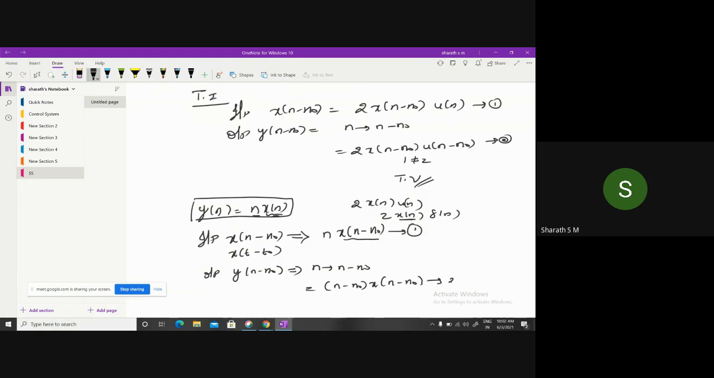So now compare equation 1 and 2. If they are equal, it is a time invariant system. If they are not equal, then we conclude it is a time variant system. Understood?